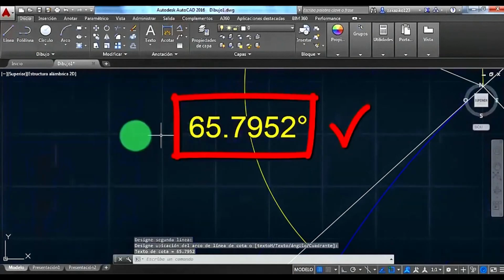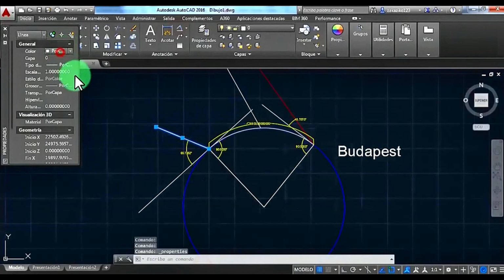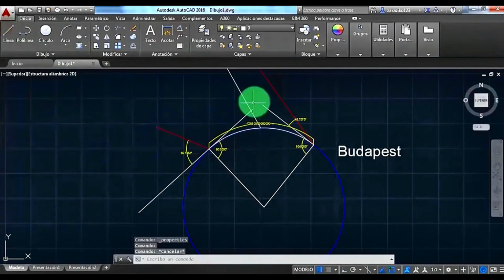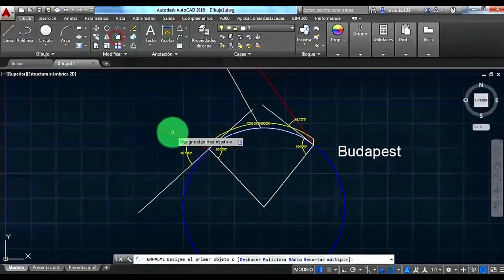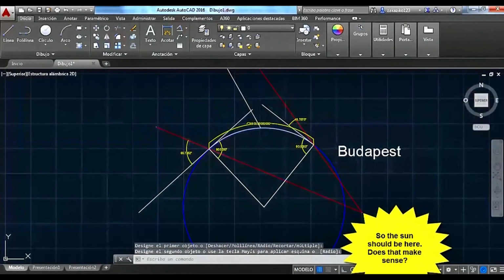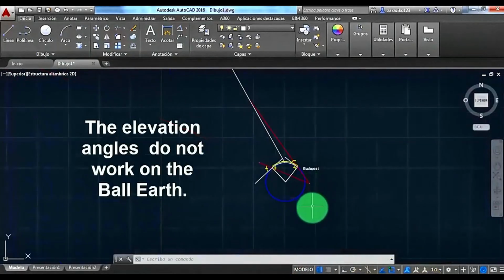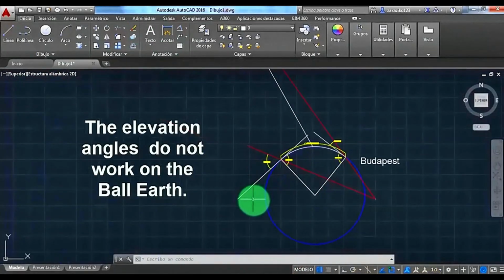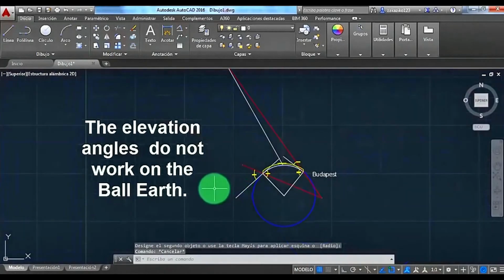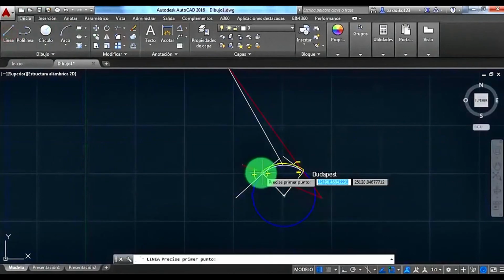There you go, 65 degrees to the south. Now let me change the color to red. Now let's see where these lines cross paths. So the sun should be here. Does that make sense? The elevation angles do not work on the ball Earth. Think about it for a second and you will find out that these lines will never work on the globe we think we live in.